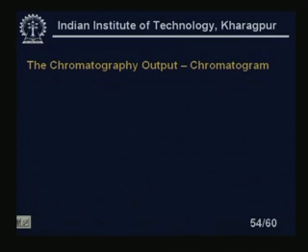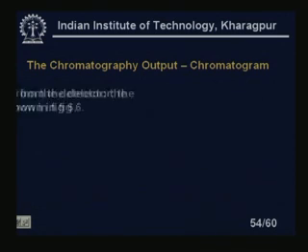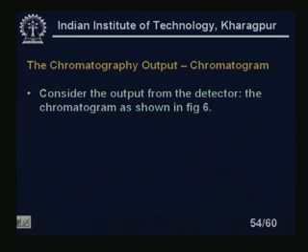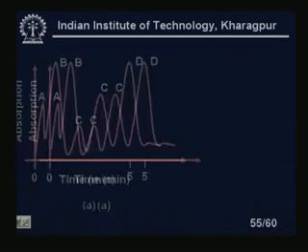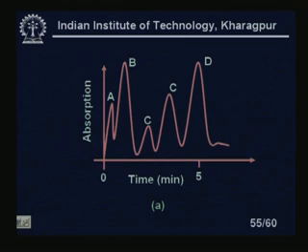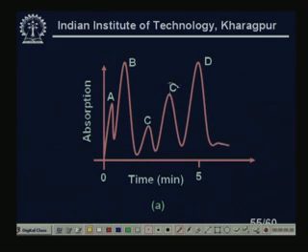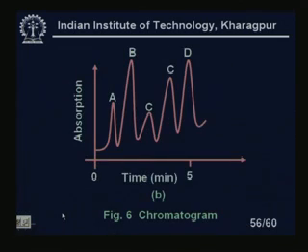The chromatograph output is called the chromatogram. Consider the output from the detector, that is the chromatogram, as shown in figure 6. This is a typical chromatogram which we get at the detector or the strip chart recorder, showing the different components A, B, C, D, and E. So, this is the chromatogram for another one, the adsorption, which you also see here.